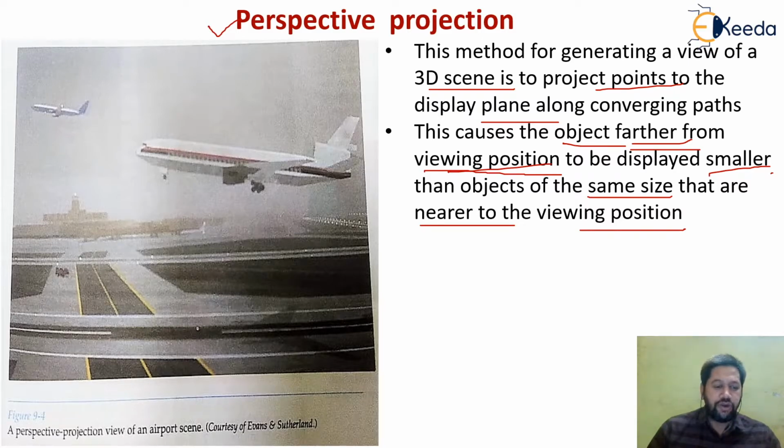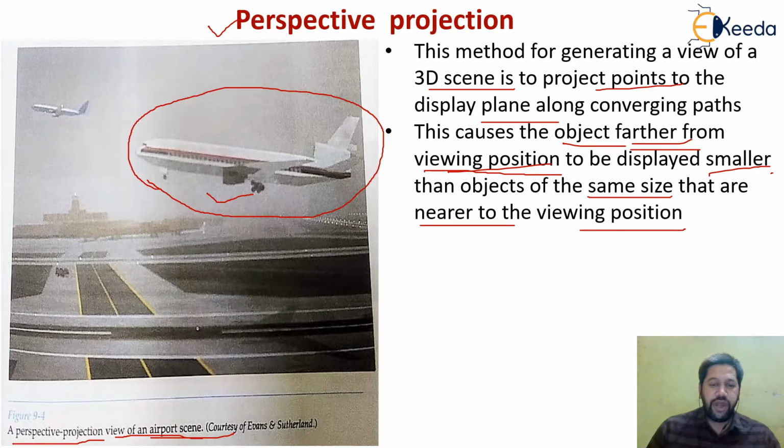See, this is a perspective projection view of an airport scene. On an airport scene we have taken this perspective projection view. Then what will be observed by you? What you observe over here is that this is one aircraft, or plane, which is closer to my viewing position. So we can find that the size of this particular plane will be displayed in the image as very large.